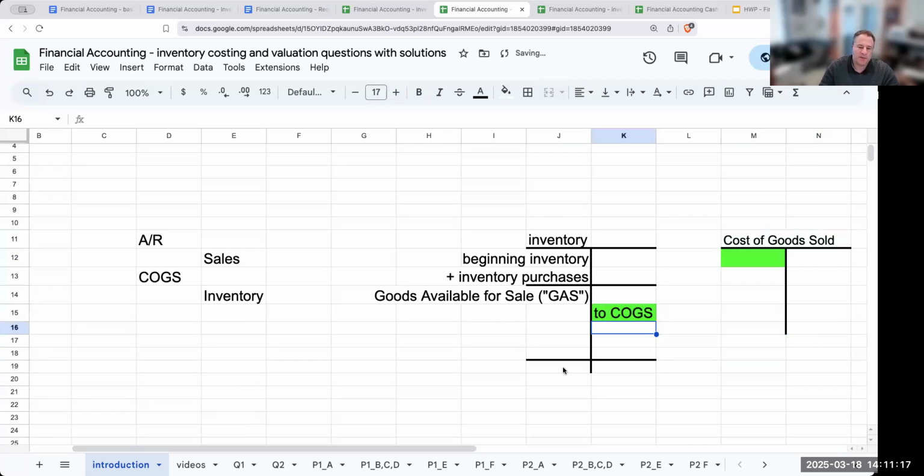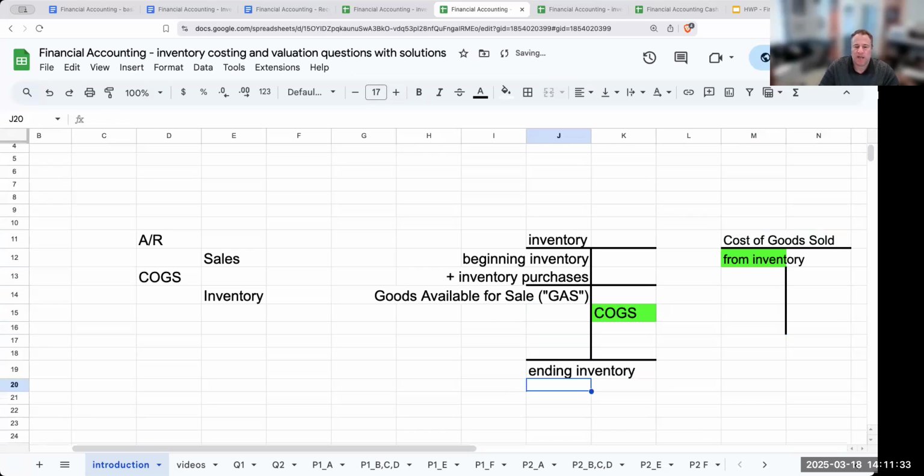Now, what's really important here is that when I take my goods available for sale less my cost of goods sold, that's going to decrease inventory. This is going to leave me with my ending inventory, right? So again, very, very important relationships. And what we're really trying to do is, how do we assign this dollar value?